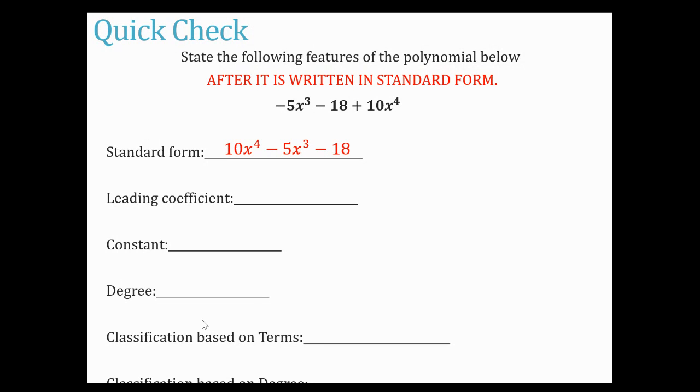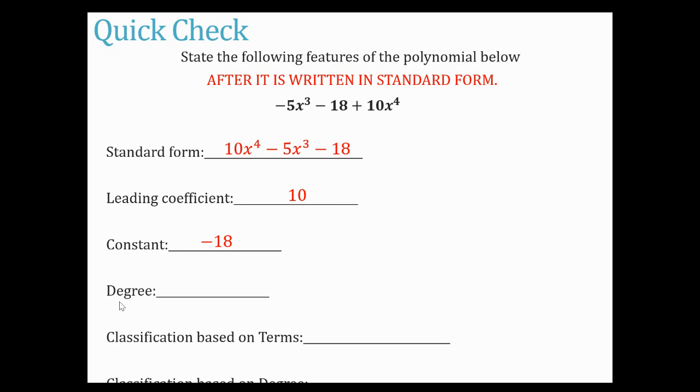Now the leading coefficient, remember, it's that line leader, that number in front once it's written in standard form. So in this case, the answer is 10. It's that number right in front. Now a constant. A constant is a number without a variable. So which of our terms is just a number without a variable? This has a variable, this has a variable, this doesn't. That's our constant. Now, I know it says minus 18. I want you to treat that like a negative 18 in this case. So our constant is negative 18.